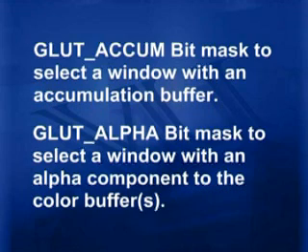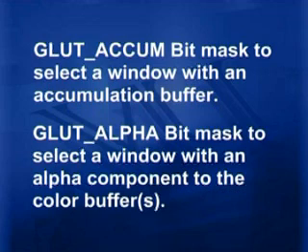Then we have GLUT_ACCUM. GLUT_ACCUM bit mask to select a window with an accumulation buffer. So if we want to associate an accumulation buffer with a window, we select and specify this bit mask. Accumulation buffer के अंदर क्या होता है, ओरिजिनल वैल्यूज जो मौजूद हैं उनके अंदर नई वैल्यूज ऐड की जा सकती हैं. We can add to the existing values to come up with the new values.